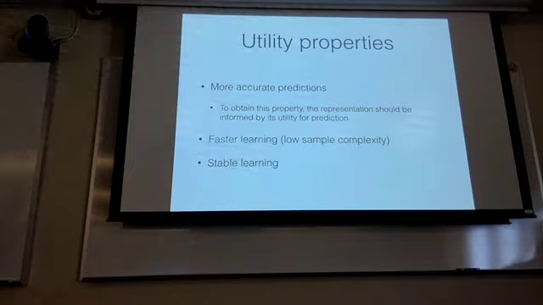As part of this, I'm going to try to make the case to you that to obtain this property, we really want this representation to be informed by its prediction utility. So I'm going to make sure we design objectives that are always learning our representation so that it's adjusting based on how well it's actually making us predict, as opposed to some of these unsupervised learning objectives for representation learning.